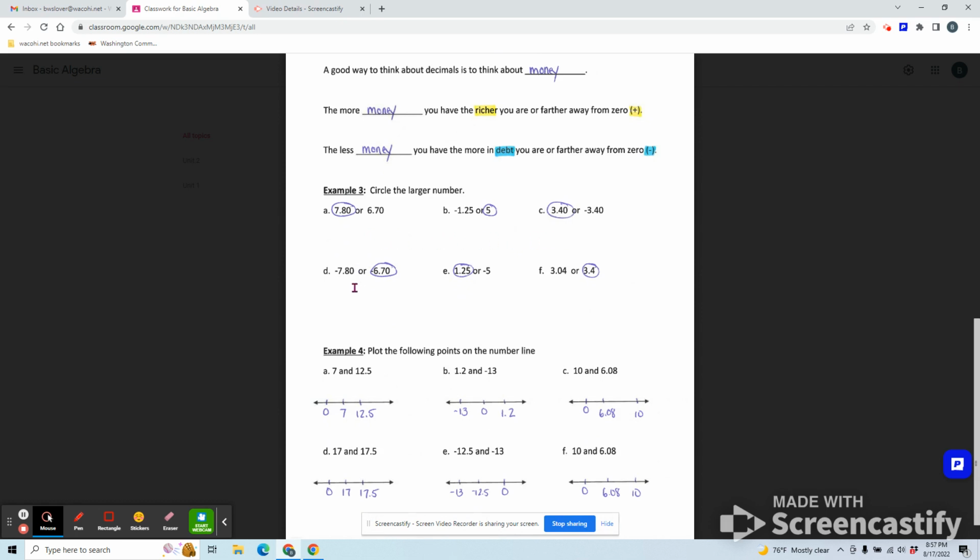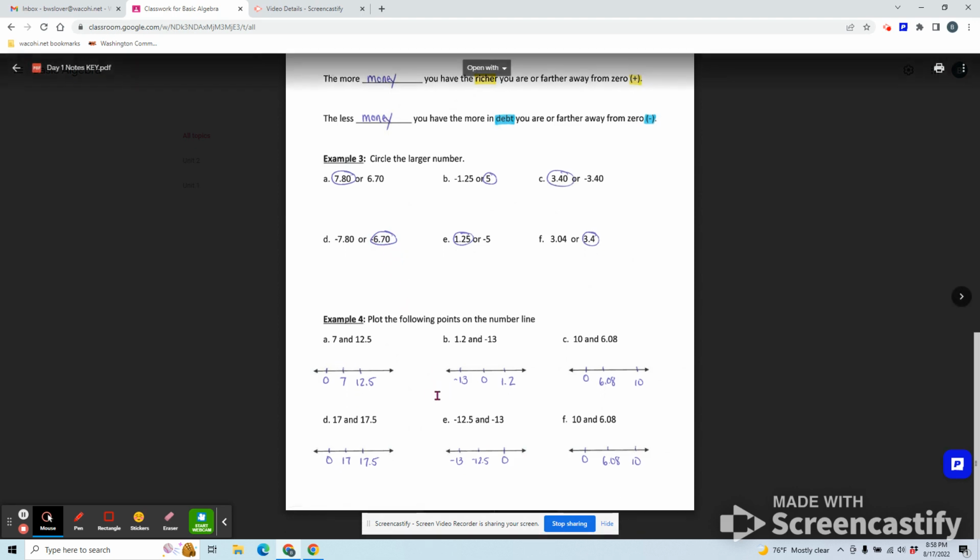So let's look at letter D. So negative 7.80 or negative 6.70. Let's think in terms of money. So once again, would I rather owe someone $7.80 or would I rather owe someone $6.70? Well, that would be this one. I'd rather owe someone that amount of money. So that's my larger number.